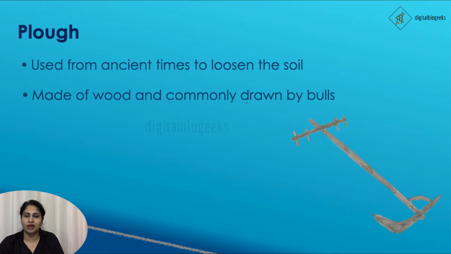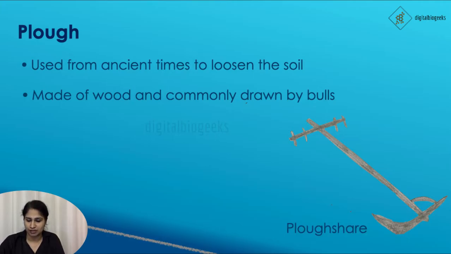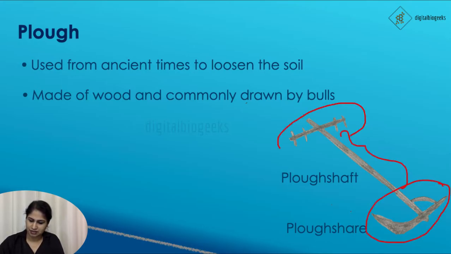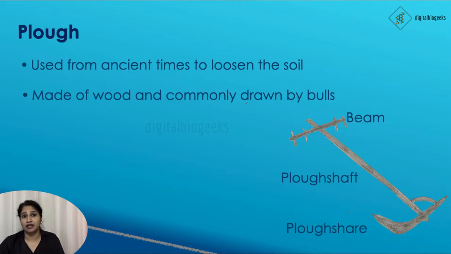Let me show you a plough. This plough has a triangular iron strip called a plowshare. This is plowshare. And the main part of a plough is a long log of wood that is known as plough shaft. This is plough shaft. And this plough shaft is connected to a beam. This is beam. And this beam is placed on the neck of the bull.